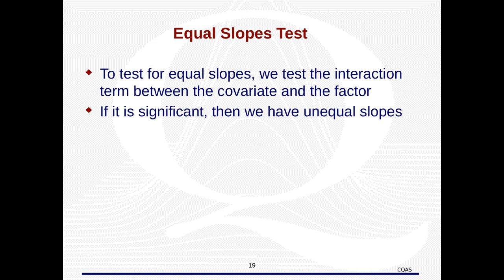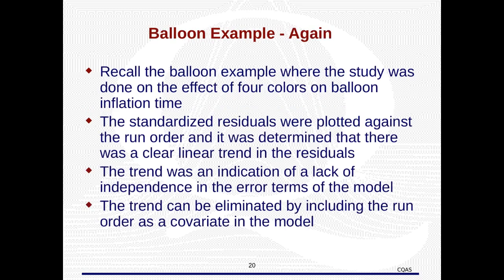If this interaction term achieves statistical significance in our model, we have evidence of unequal slopes across groups. This would violate our assumption and suggest that the treatment effect depends on the covariate level in different ways for different groups. When slopes are unequal, the standard ANCOVA approach becomes problematic because we cannot simply adjust for a single covariate effect. Instead, we would need to consider separate regression lines for each treatment group or employ alternative analytical strategies. This diagnostic check is essential before interpreting our adjusted treatment effects, ensuring that our ANCOVA model is appropriately specified for the data at hand. Now let's return to our balloon example to illustrate these concepts in practice.